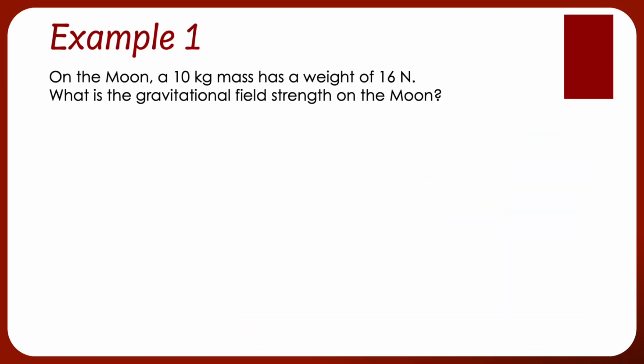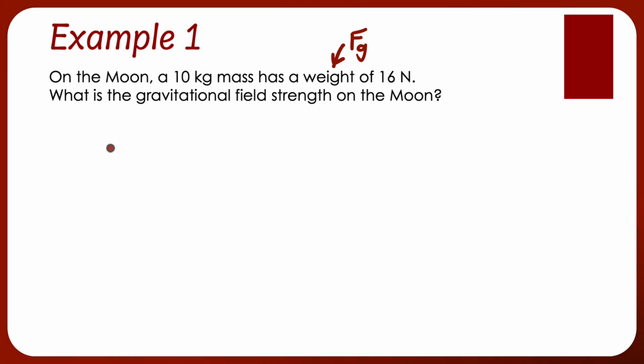Okay, so let's do an example. We have a mass of 10 kilograms and a weight of 16 newtons. Now remember, weight, that is the force due to gravity, and it's not the same as mass. This is one of the examples where everyday English is not the same as science. Mass is measured in kilograms, weight is measured in newtons, and I'm looking for the gravitational field strength.